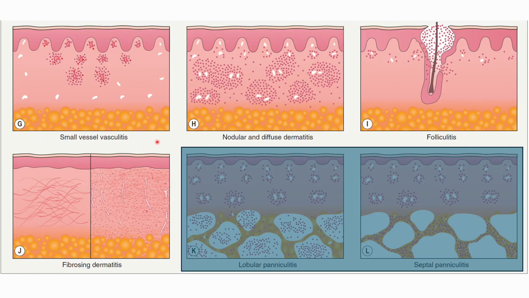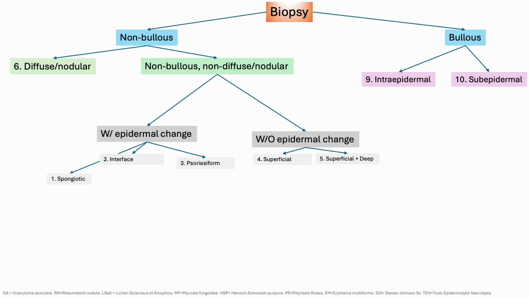small vessel vasculitis, nodular and diffuse dermatitis, folliculitis, fibrosing dermatitis, and 2 paniculitis we have talked about in the last lecture. Don't be scared by those different patterns. I hope after today's lecture, especially this slide, you will have a much better understanding and have a systemic way to approach the inflammatory dermatosis.